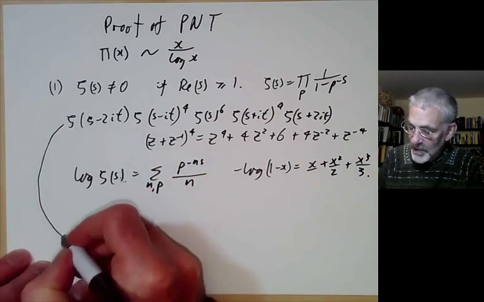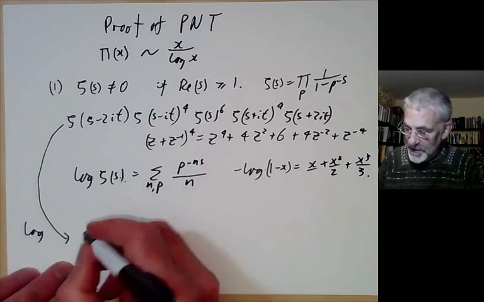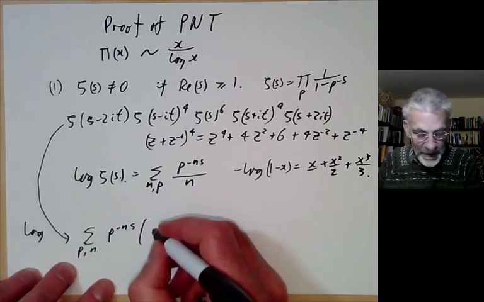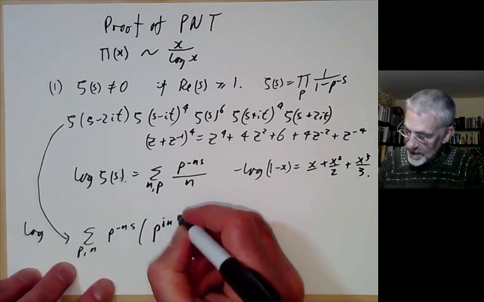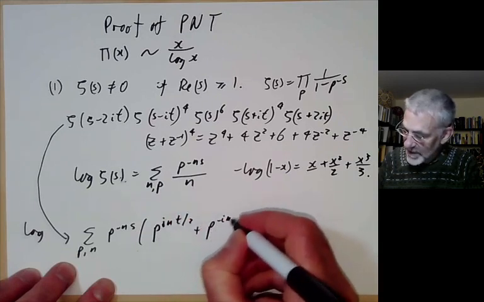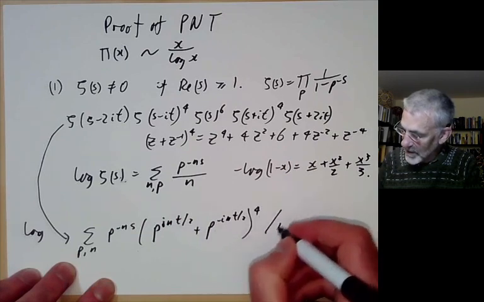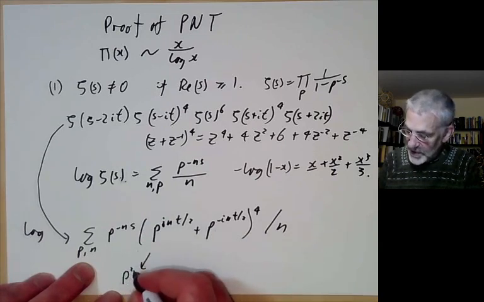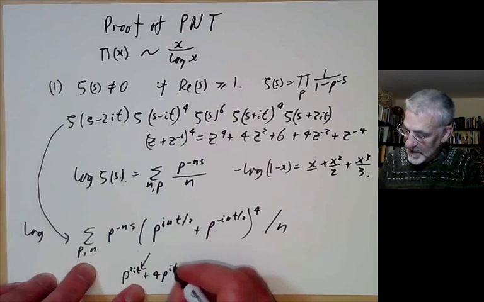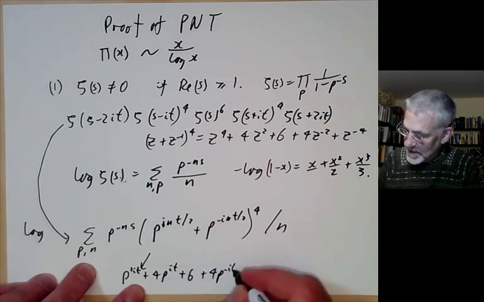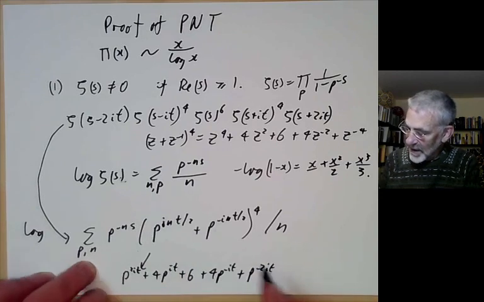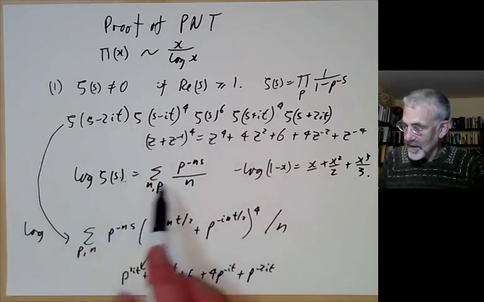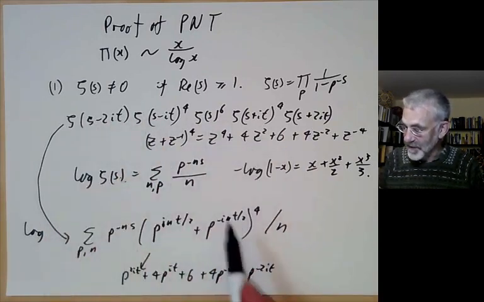This means if we take the logarithm of this funny product of zeta functions, we get a sum over all p and n of p to the minus ns times p to the int over 2 plus p to the minus int over 2, all to the power of 4, divided by n. Here we're using the fact that this thing is p to the 2it plus 4p to the it plus 6 plus 4p to the minus it plus p to the minus 2it. All we're doing is substituting in the sum for zeta of s for each term of this product.